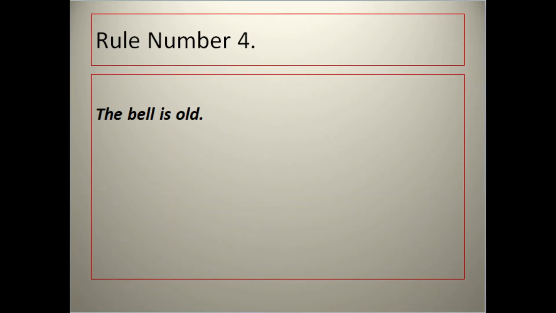We can also put an adjective after a linking verb. Is, looks, and seems are common ones. This is called a predicate adjective or subject complement. Example, the bell is old.